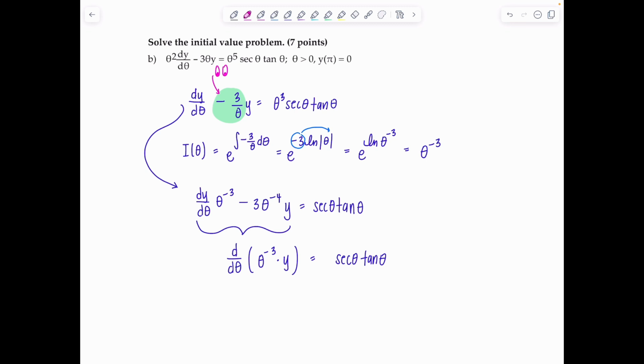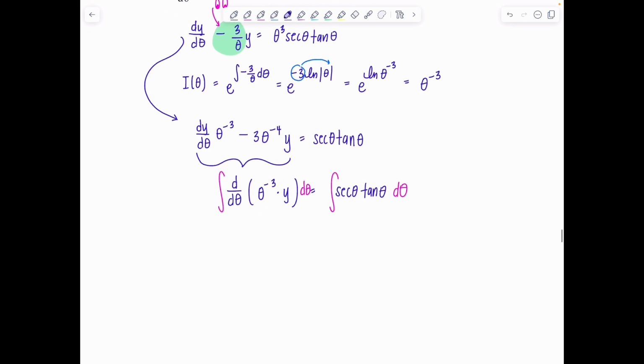How fabulous. Then we're going to integrate both sides with respect to theta. And then on the left-hand side, you don't do anything because you have an antiderivative of a derivative. So you're just left with theta to the -3rd times y. Fabulous. Don't put plus c on the left. We only put it on the right. So antiderivative of secant theta tan theta. Very good. Secant theta plus c.